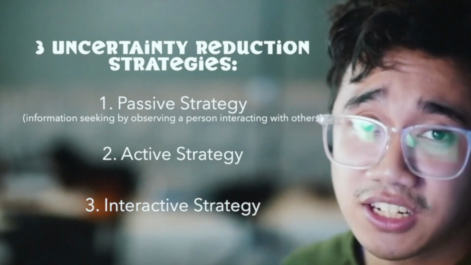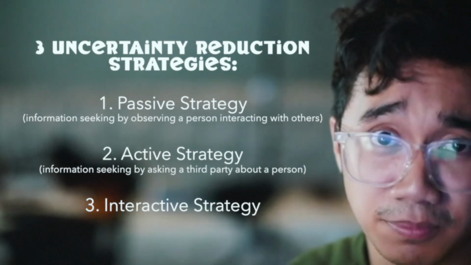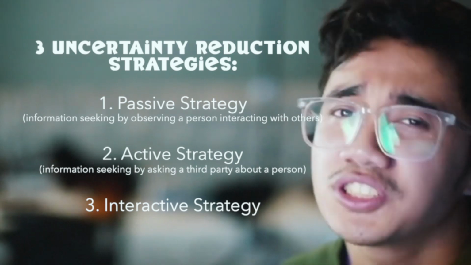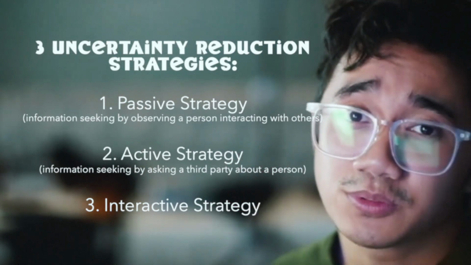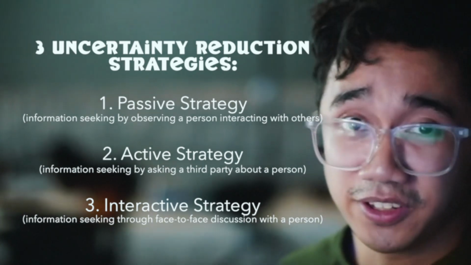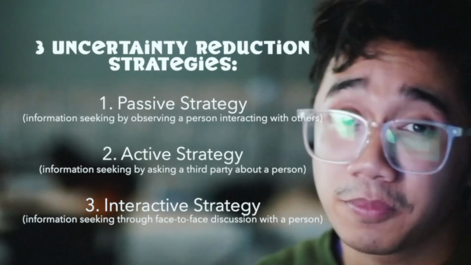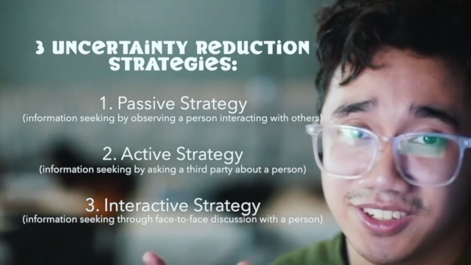Now, the active strategy is when you find information on a person by asking other people about that person. Like gaining intel. Just think of the gossip that you'd hear at school. And lastly, the interactive strategy is when you find info on the person by simply talking to them. Like as in talking directly to them face to face and getting to know them from their point of view. This is probably the easiest strategy to understand.